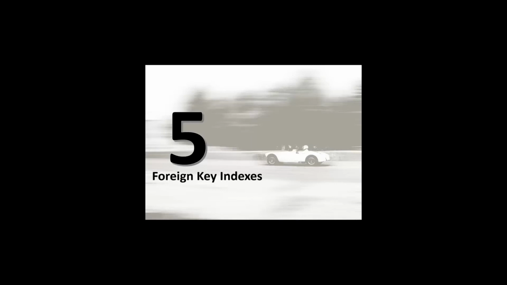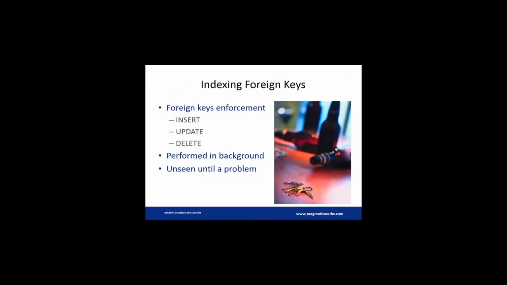Now, the last way that you can improve performance on your system is by indexing your foreign keys. This is a fairly old school recommendation, a way that you can improve performance, but it's one of those ones that people don't necessarily see all the time. Foreign keys go through and they enforce your constraints across inserts, updates, and deletes. They're performed in the background. They're typically unseen until they become a big problem.